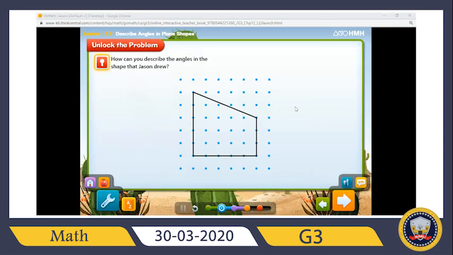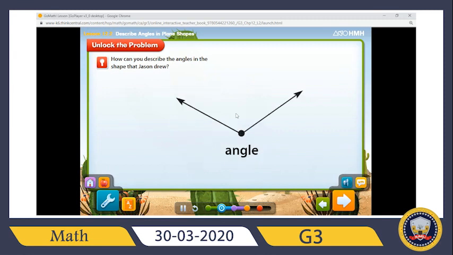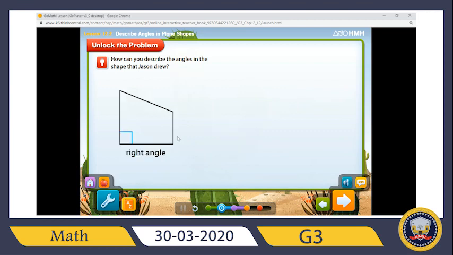Okay, let's start with a quick question. It says, how can you describe the angles in the shape that Jason drew? So how can we show it? First of all, we need to check the shape and then we need to check the angles. What does angle mean? An angle is represented by two rays which have a common endpoint. The common endpoint is called the vertex.